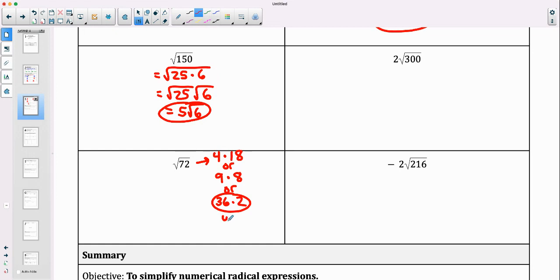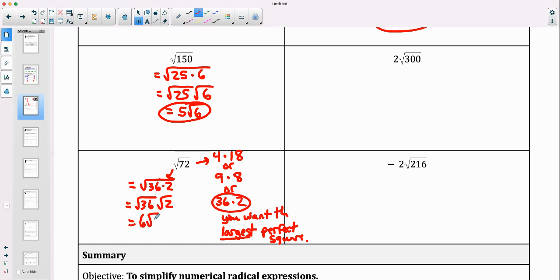Just a reminder, you want the largest perfect square. So some of these numbers have more than one perfect square that would work. You want to pick the one that's the largest. So we want to pick square root of 36 times 2. So that's square root of 36 times square root of 2, which is 6 square root of 2. So you always want to try to find the biggest one. If you do 4 and 18 or 9 and 8, you would just have more than one step that would have to get done.